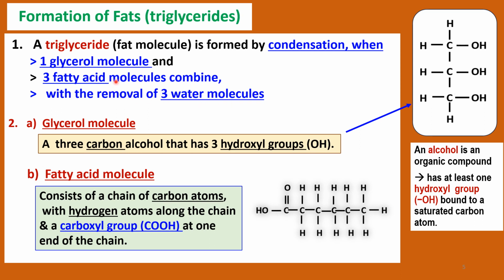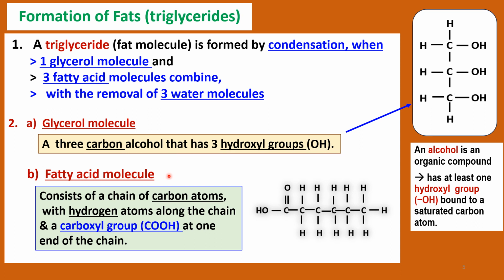So what is a glycerol molecule? A glycerol molecule is a 3-carbon alcohol that has 3 hydroxyl groups as shown here. So 3 carbon atoms are found in the glycerol molecule, and then there are 3 hydroxyl groups. But for just alcohol in general, an alcohol is an organic compound that must have at least 1 hydroxyl group bound to the carbon atom. So alcohols have the hydroxyl group, OH group.